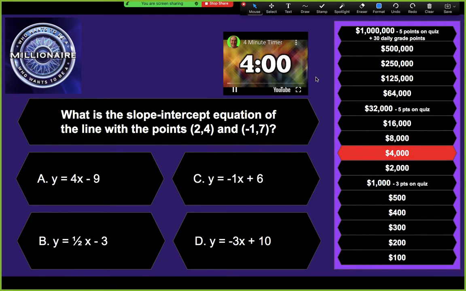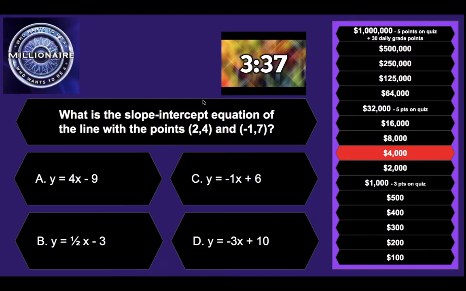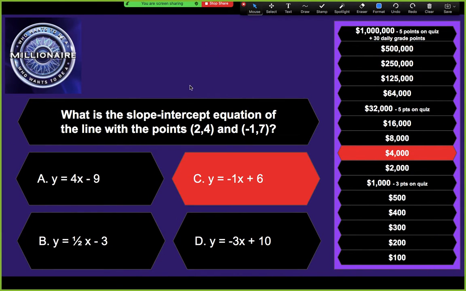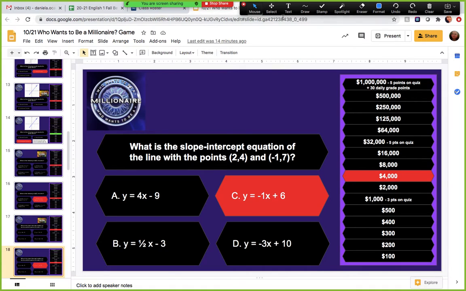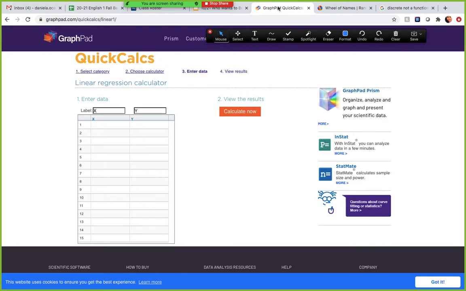So for 4,000 points, so $4,000, what is the slope-intercept of the equation of the line with the points 2, 4 and negative 1, 7? If you want to, you can open up an extra screen on the side or on your phone or on your second device, and you can put these points into a linear regression calculator. So I'm giving you guys one of those. You can put these points into this table and put calculate now to find your equation.